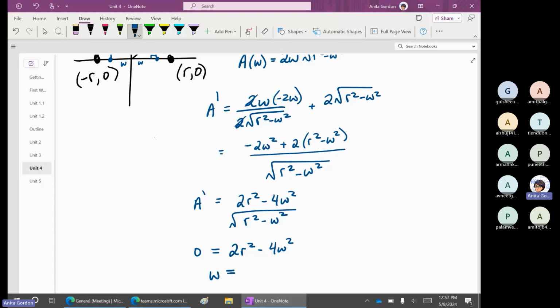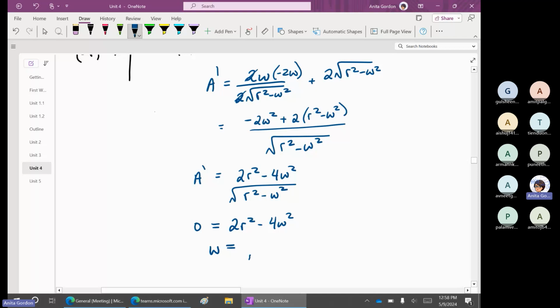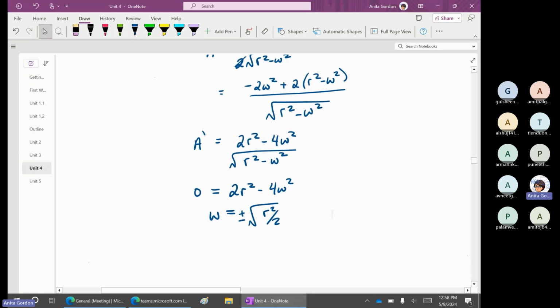W equals the square root of R squared over 2, plus or minus, right? Don't forget that part. Or you can think of it as plus or minus R over root 2. That would be all right as well.